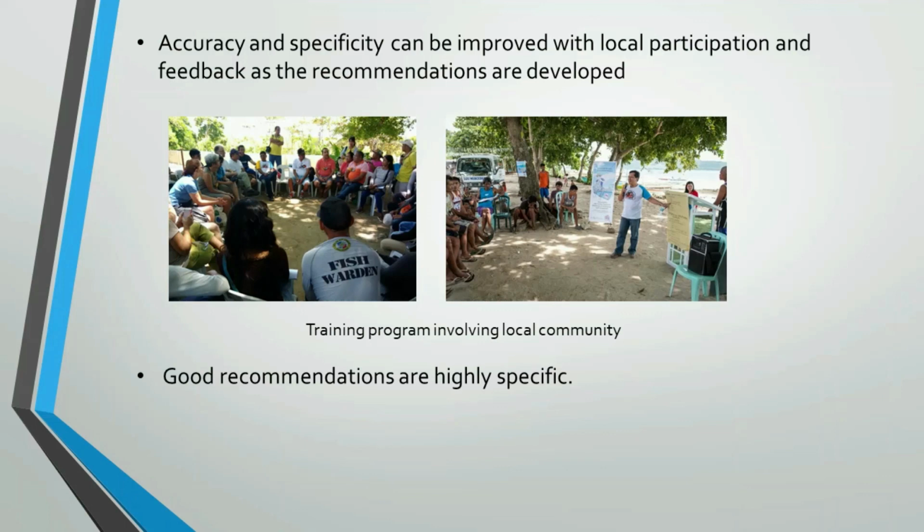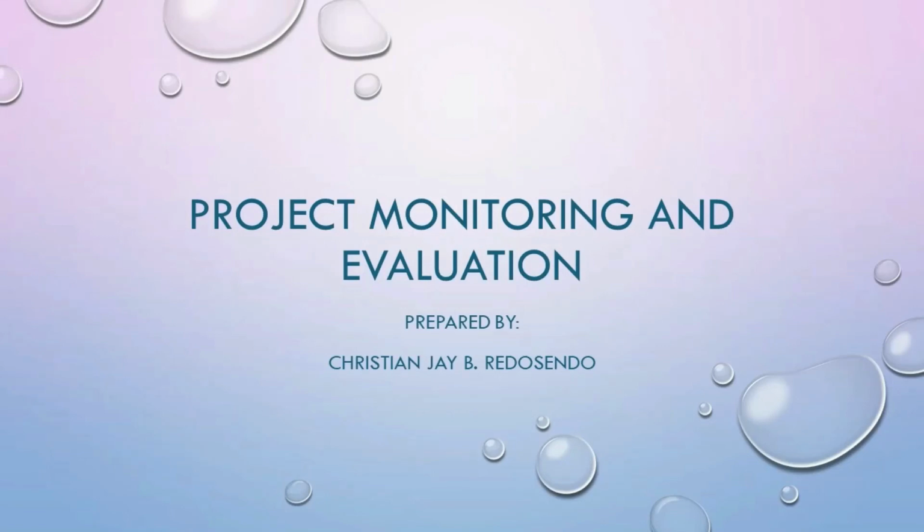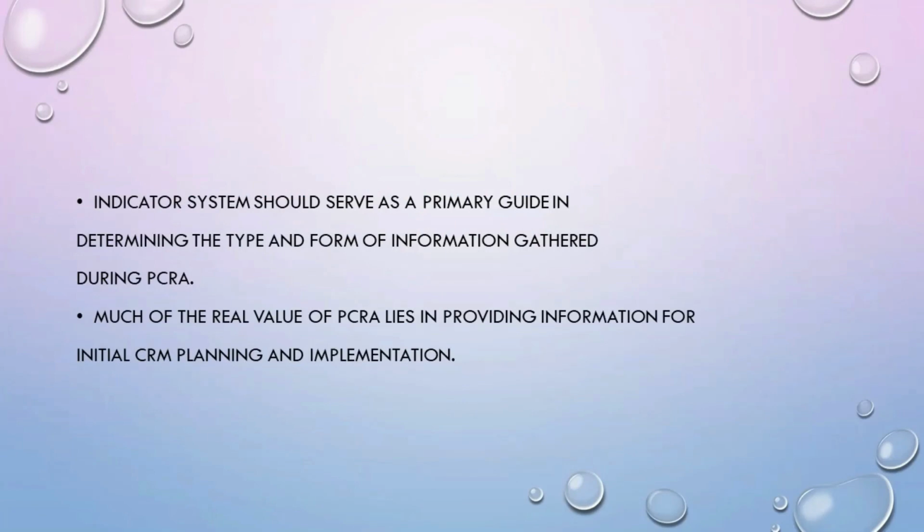Hello, I'm here to present my report about project monitoring and evaluation. A good project monitoring and evaluation report requires an indicator system that should serve as a primary guide in determining the type and form of information gathered during the PCRA. This indicator system can be categorized into different types such as environmental, socio-demographic, ecological, and institutional systems that can be found in the area.